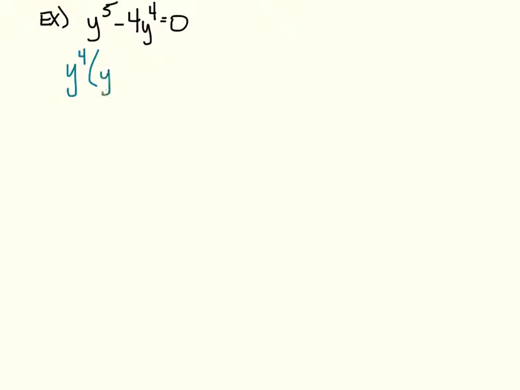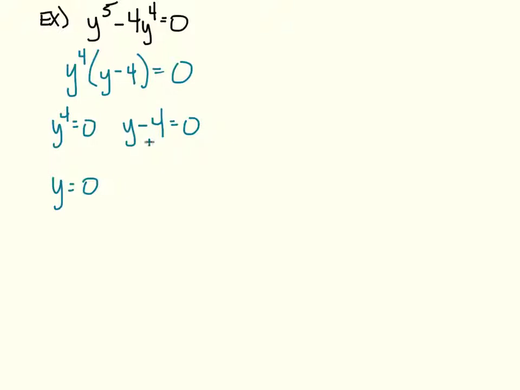So I'm left with y minus 4 equals 0. Can I factor this down anymore? No, because it's just y minus 4 times y to the 4th. So I'm done factoring. So now I set each factor equal to 0. Y to the 4th equals 0, and y minus 4 equals 0. Since y to the 4th equals 0, if you were to take the 4th root of each of those, you get y equals 0. And since y minus 4 equals 0, we add 4 to both sides, and y equals 4.